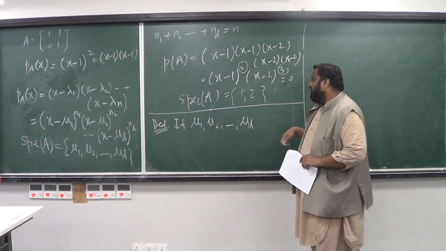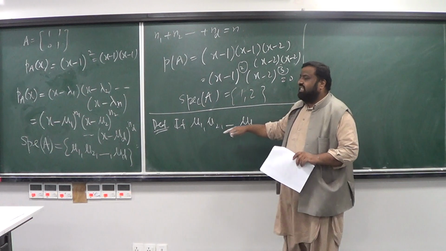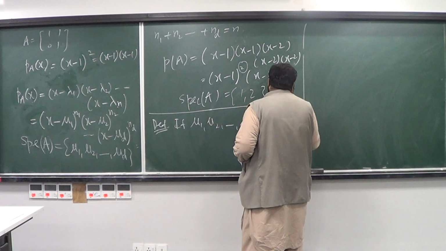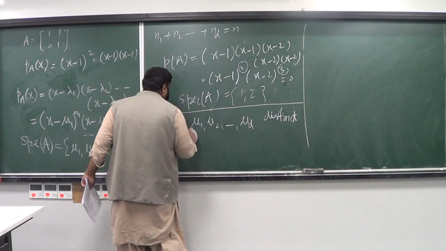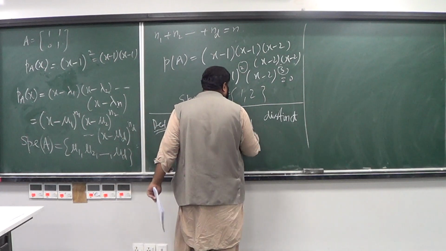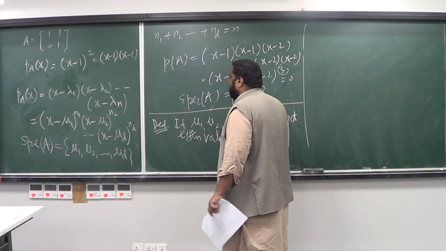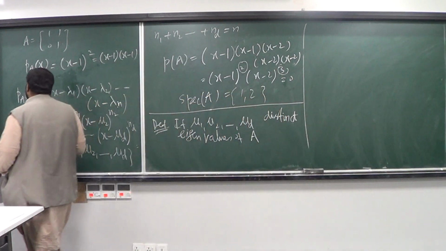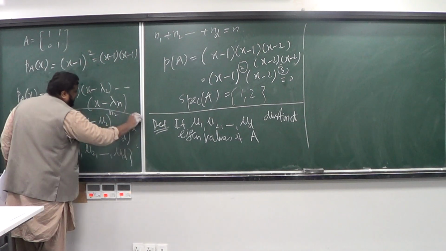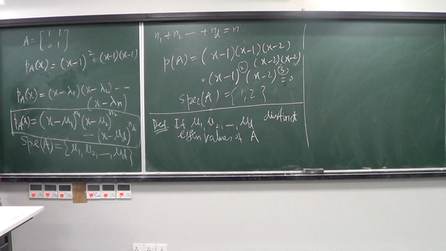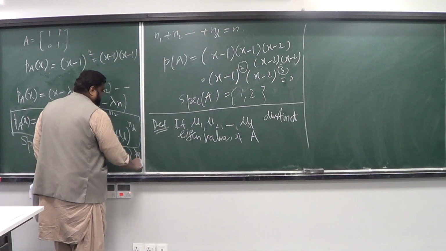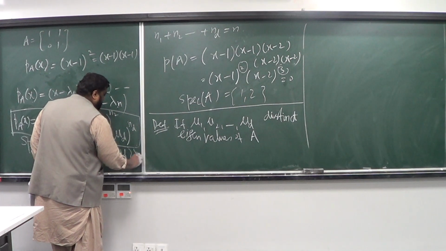Okay? So imagine that these are the d distinct eigenvalues of A. And imagine the characteristic polynomial PA of x of the matrix A looks like this actually. Okay, let's call this star.